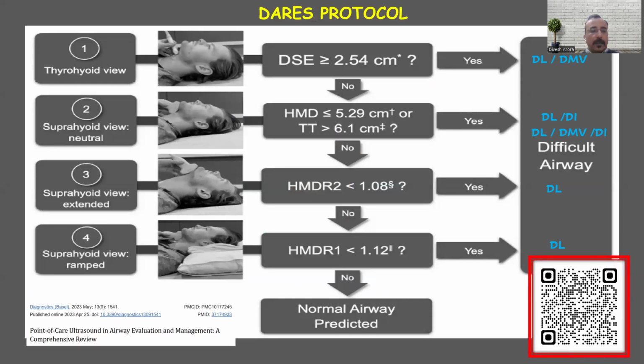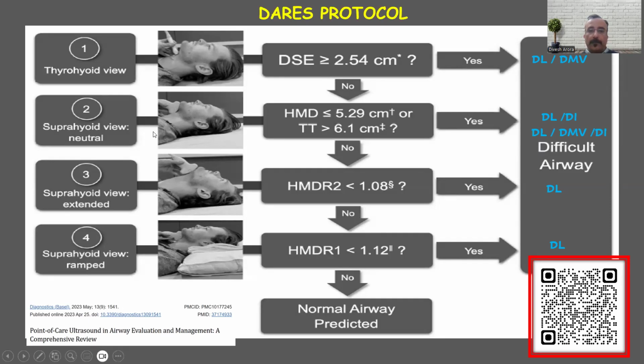Very recently, in 2023, a protocol was published, which is known as the DARES protocol, which stands for Difficult Airway Evaluation Using Sonography protocol. The first and foremost part of this protocol is, through the thyroid view, measure the distance from skin to epiglottis. If it's more than 2.54 centimeters, it would indicate difficult laryngoscopy and a difficult airway.